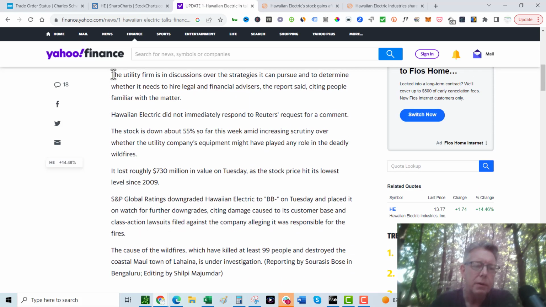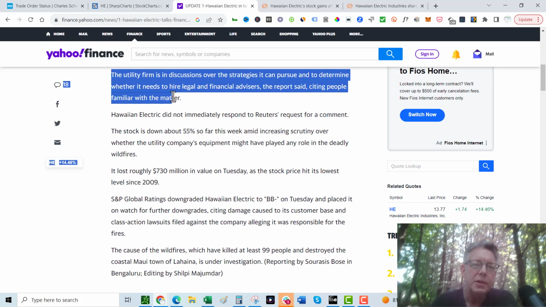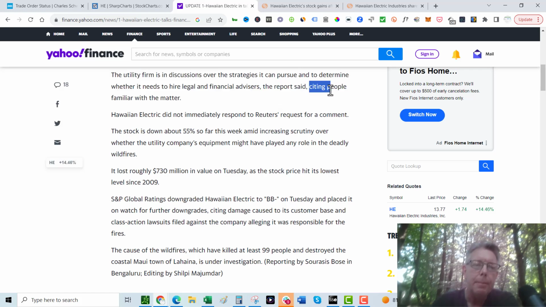Then I read this. The utility firm is in discussions over the strategies it can pursue and to determine whether it needs to hire legal and financial advisors. That's not news. Of course you need to do that. That's a no-brainer. And then, of course, they cite people familiar with the matter. The minute I see that, I say, my nose smells BS.